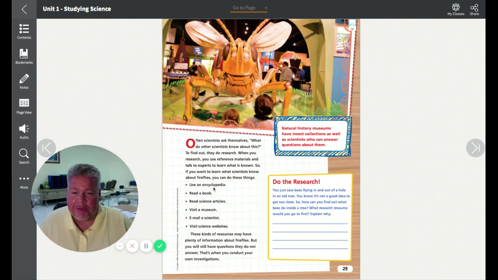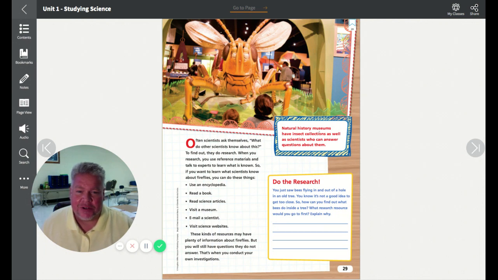You could use an encyclopedia. Boy, people don't really use encyclopedias anymore. We might look it up on a website, but there are still encyclopedias you can use. You could read a book about fireflies. You could read science articles. You could visit a museum. You could email a scientist. You could visit science websites. These kinds of resources may have plenty of information about fireflies, but you'll still have questions they do not answer. That's when you conduct your own investigation.